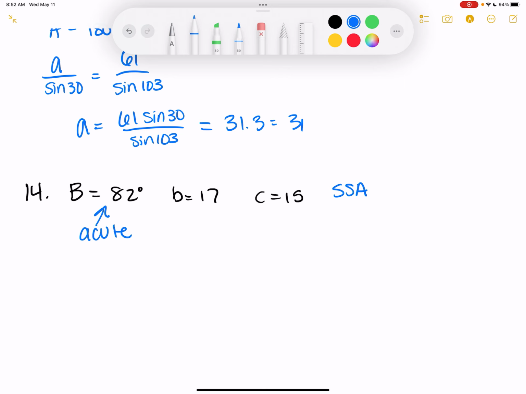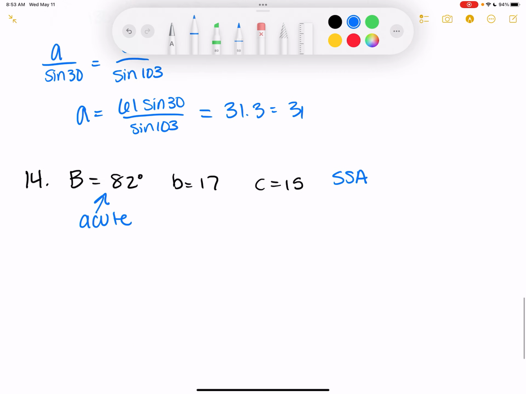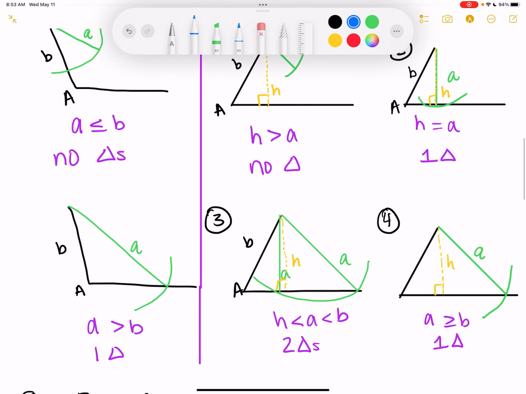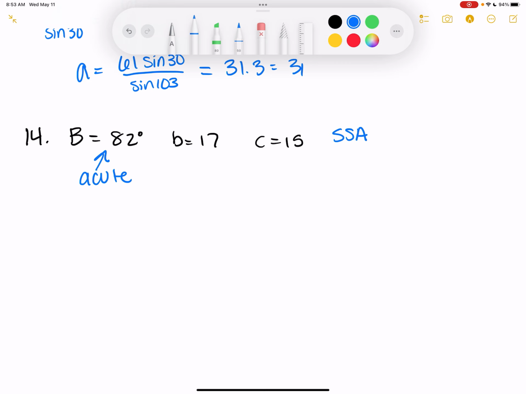Alright, so then I need to figure out how many triangles I have now. So I have, obviously, 4 possible options here for the acute case. The only one that doesn't involve H is this one. So if the side that matches the given angle is greater than the other side, it's one triangle. Is that the case? So is B greater than... Oh, it's not C this time. It is. Yay. So B is greater than C because 17 is greater than 15. So one triangle.